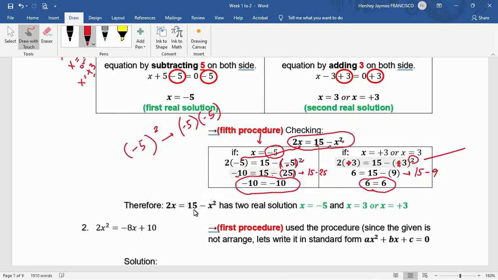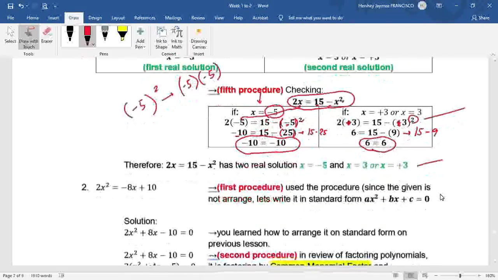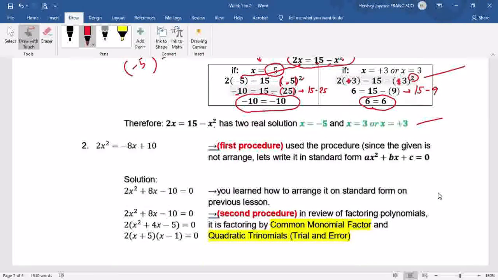Okay? So, the conclusion: 2x is equal to 15 minus x squared has two real roots. x is equal to negative 5 and x is equal to positive 3. Okay? So, let us move on to the next problem.